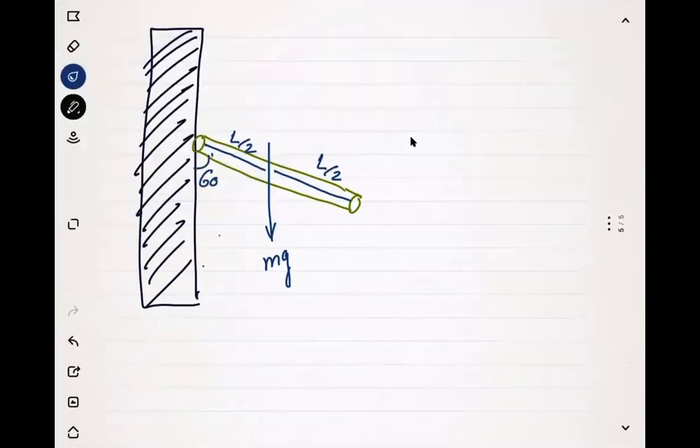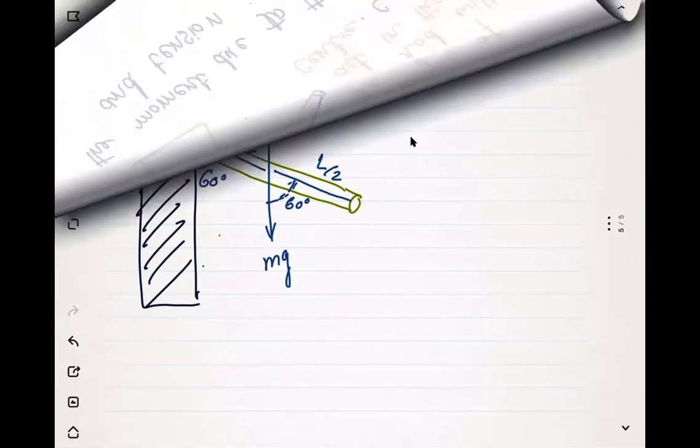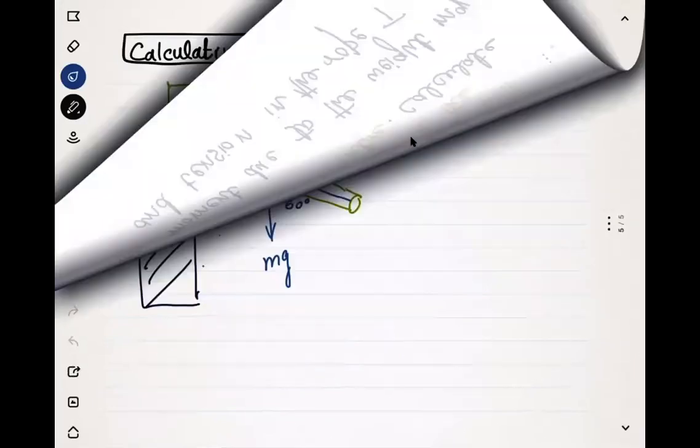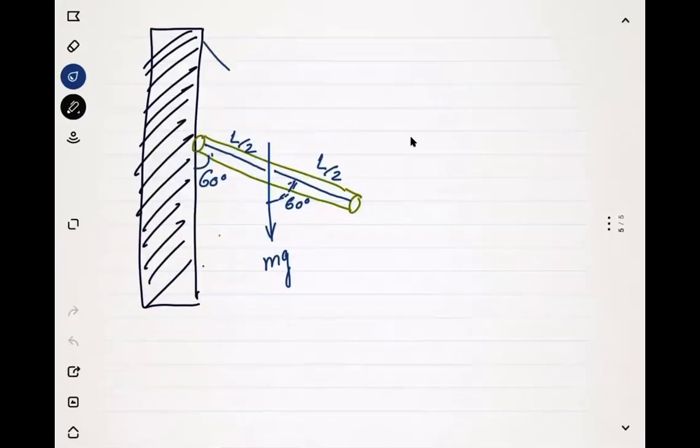this angle is given as 60 degrees. So this angle, they are called the corresponding angles. This angle will also be 60 degrees. So this is mg, which is acting in the center, and the length of the rod is divided in two parts. Each part is L by 2. Now in the rope, for example, if this is the rope, then the tension in the rope is away from the object on which it's acting. Tension is basically a pull or a pulling force, and in the rope, the tension is away from the rod.